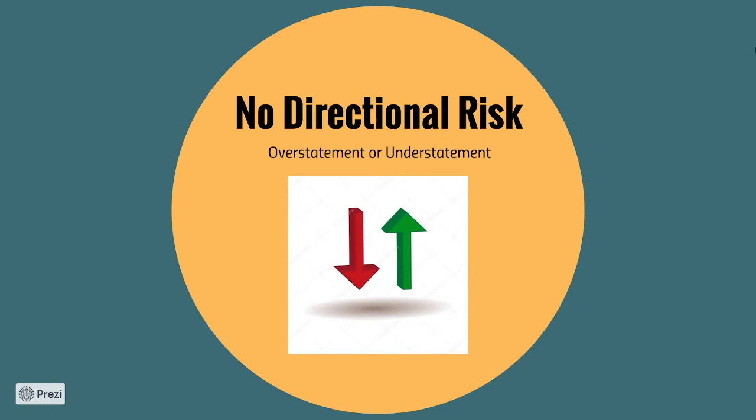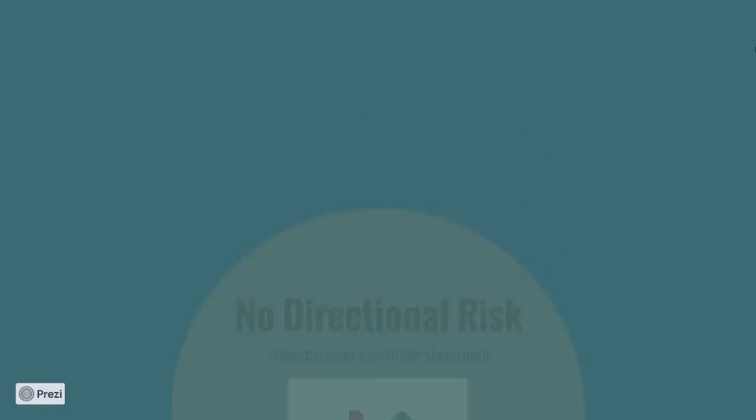But in case of operating expenses, there could be overstatement or even understatement. If the company wants to pay lower tax, then it will overstate its expenses. And if the company wants to show higher profits, then it can understate the expenses. So there is no directional risk.